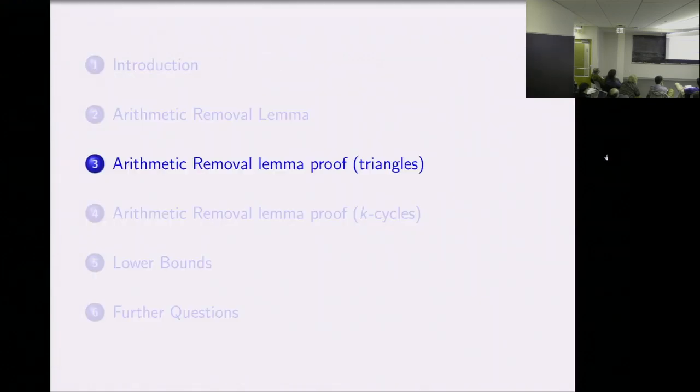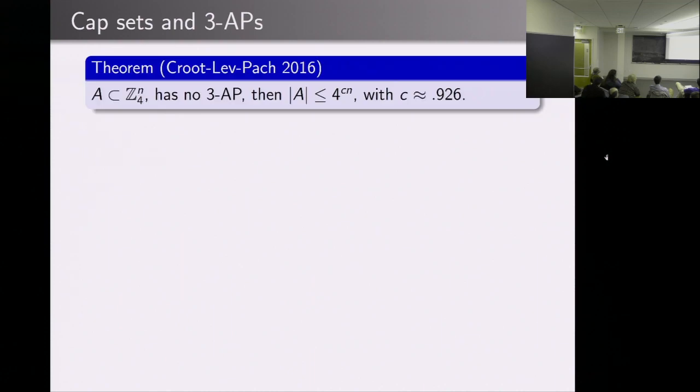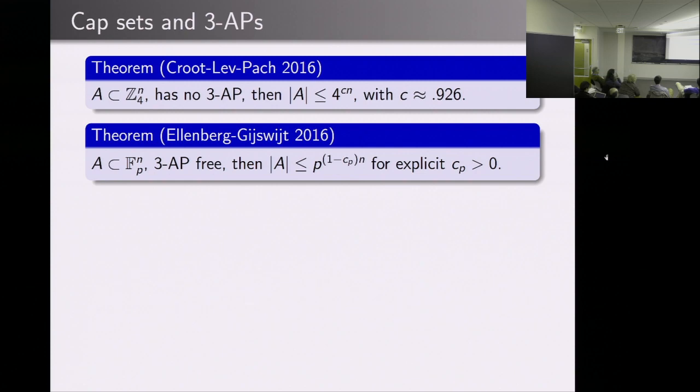Okay, so let me first discuss the proof for triangles. We use the recent breakthrough results on cap sets and three-term arithmetic progressions. Let me summarize these results. As we saw yesterday, Croot-Lev-Pach proved, and Ellenberg and Gijswijt gave, an exponential improvement on the maximum possible size of a 3-AP-free set in Z_4 to the n. And then Ellenberg and Gijswijt used their method to prove a similar bound in F_p to the n.